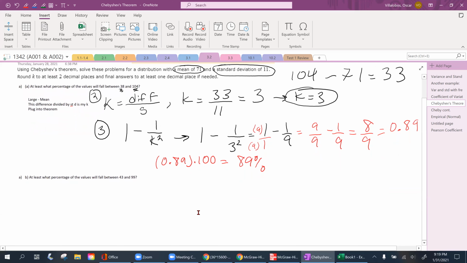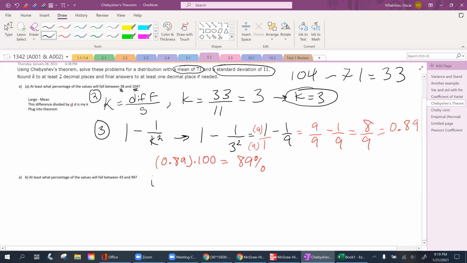And here I want to know at least what percentage of the values would fall between 43 and 99. So we said what we wanted to go ahead and do is get the difference. That's going to be the largest value, which is 99, minus my mean, which is 71. I'll call this the difference step. 99 minus 71 gives me 28.